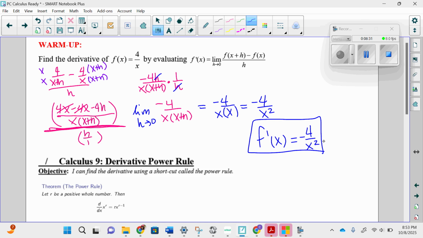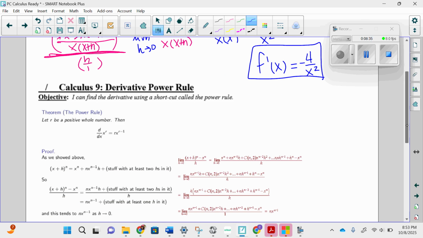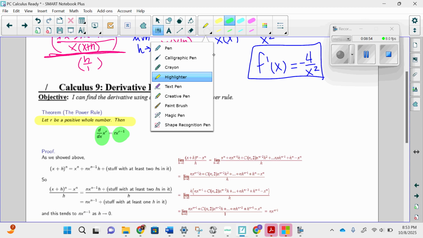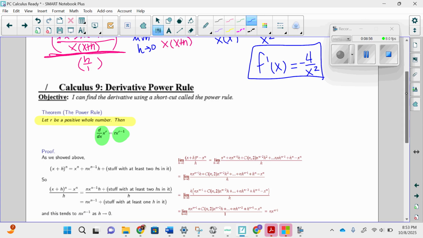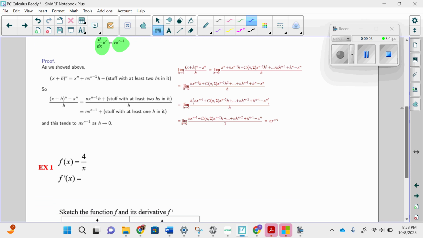So today we are going to learn the power rule. The power rule says that if r is a positive whole number, then the derivative of x to the r is r times x to the power of r minus 1. Here's a big long proof of that. Let's talk about what that's saying.